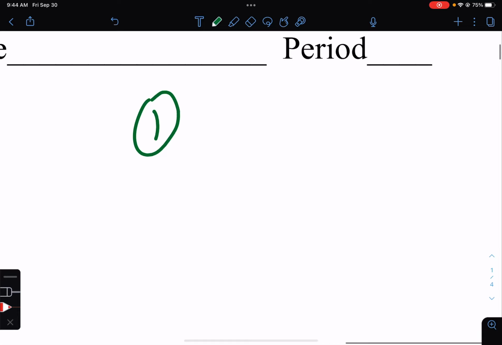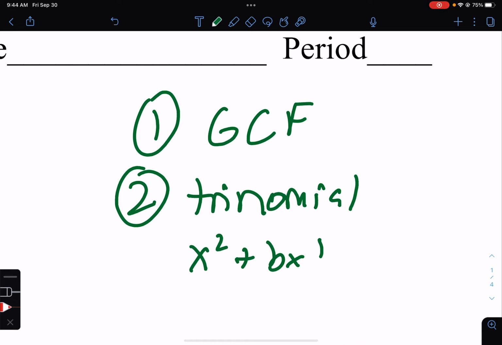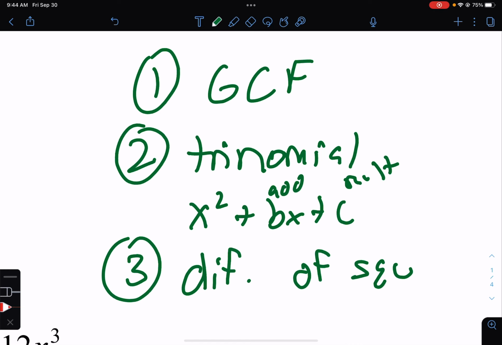is first, take out a GCF if you can. Then you look and say, do I have a trinomial? If you do have a trinomial, that's where you need to figure out, if you have x squared plus bx plus c, what multiplies to c, adds to b. And then the last thing you look for is, okay, do I have a difference of squares?